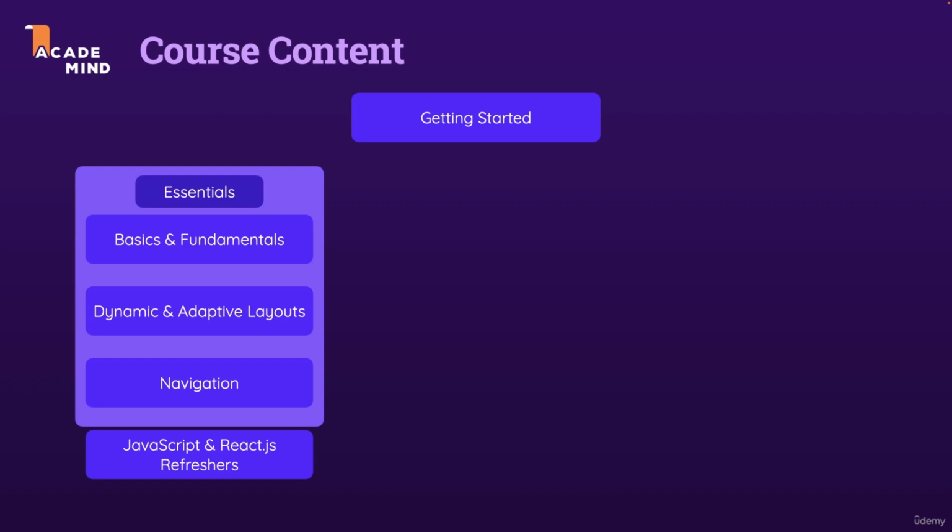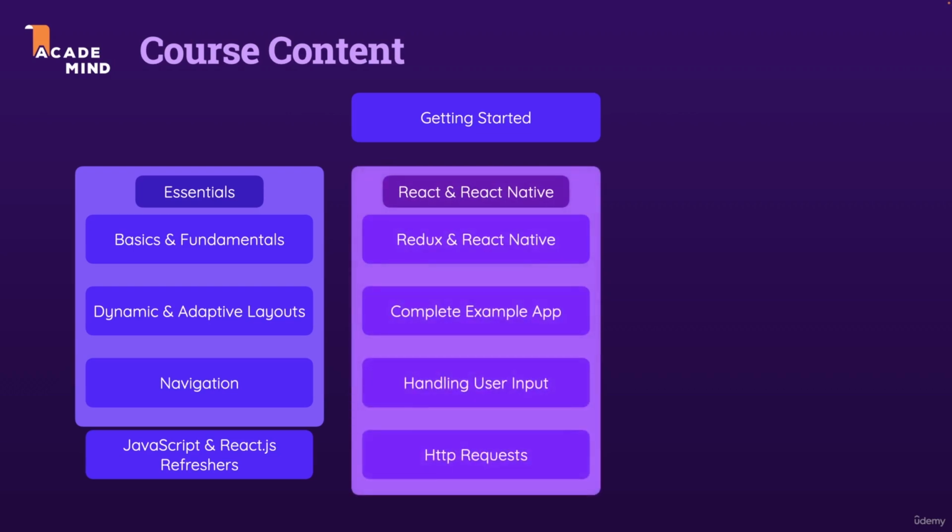Now, after all those React Native essentials, though, we're also going to dive into more advanced features, and specifically, we are going to learn how we can connect certain key React concepts with React Native. For example, how we can use the Context API or Redux with React Native. We're going to build a complete example app from the ground up to practice all these things we learned up to this point. We will learn how to handle user input and send HTTP requests, and all these things, again, by building multiple realistic apps.